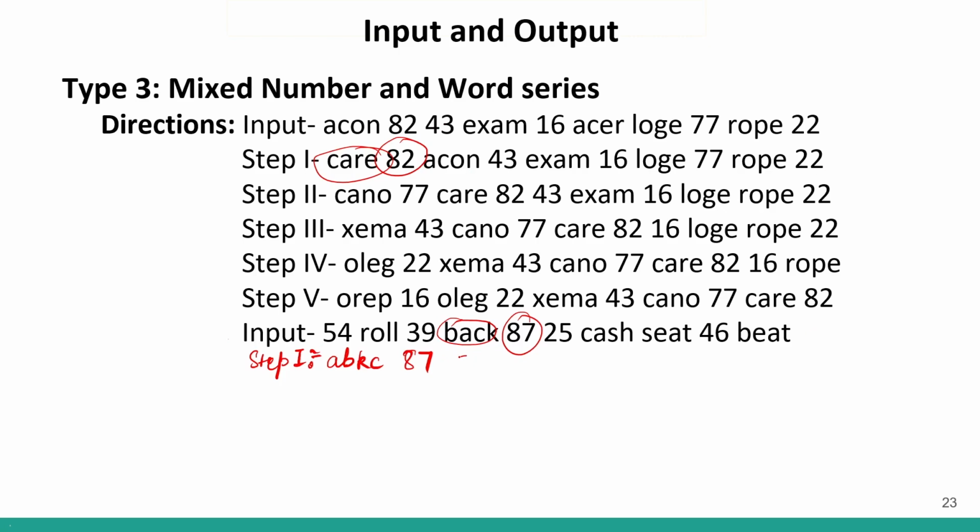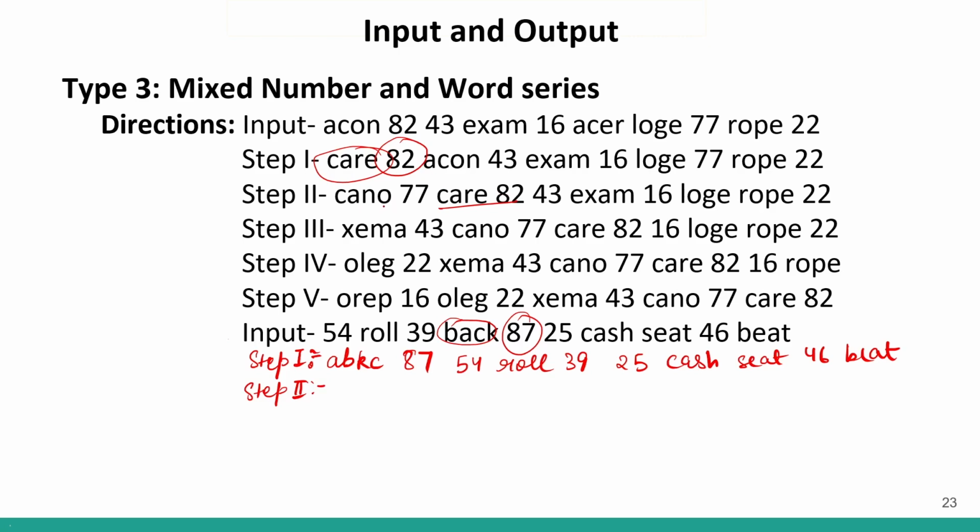So the rest of the letters will be written in the same order, that is 54, ROLL, 39, 25, CASH, SEAT, 46 and BEAT. They will be written in the same order. Okay. Coming to step 2. Step 2, again I can see these two are fixed. Okay, these two are fixed.